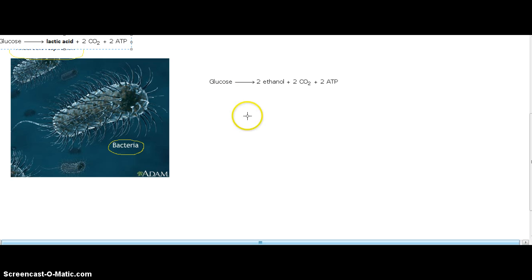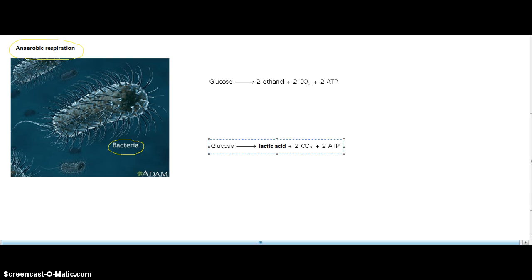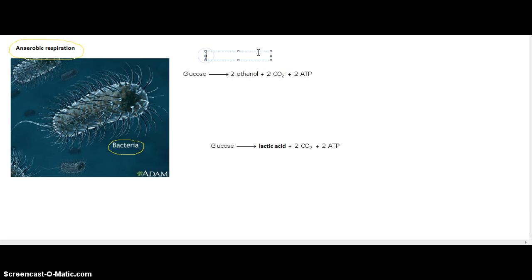Now there are two types of anaerobic respiration. And we refer to these as fermentation. We have alcoholic fermentation, which is, here's the equation for alcoholic fermentation. And we have lactic acid fermentation. So here you go.